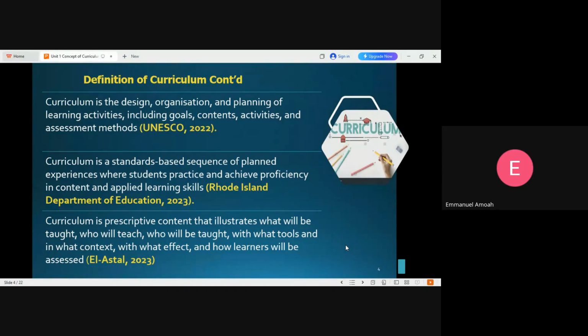Okay, sir. Please, sir, let's look at the L. Astal 2023. Okay, yes, curriculum is prescriptive content that illustrates what will be taught, who will teach, who will be taught, with what tools, and in what context, with what effect, and how learners will be assessed. So this is giving you a prescriptive form of what? Curriculum. So one of the criticisms you can level against this is that he did not include other experiences which are not part of the prescribed one. Are you getting it? Yes, please.